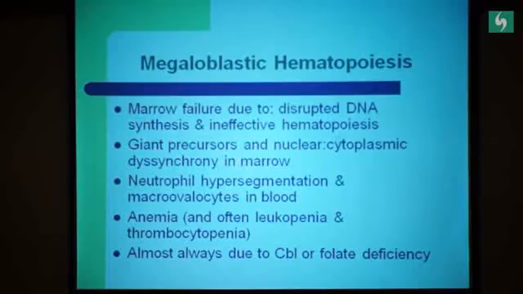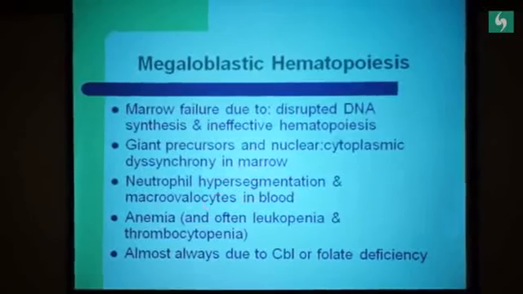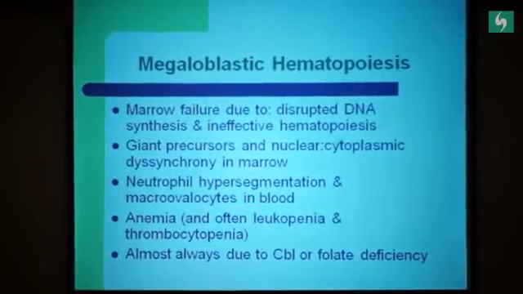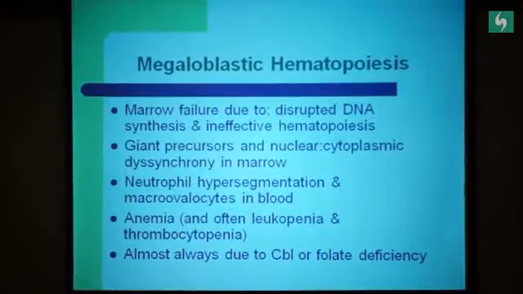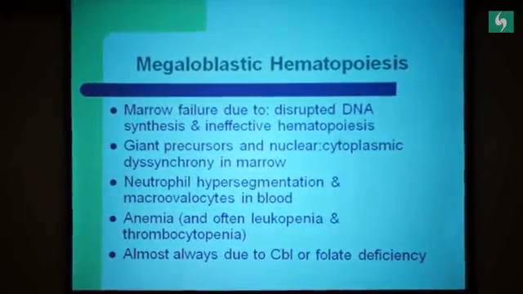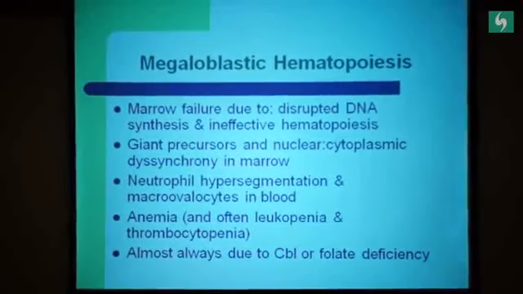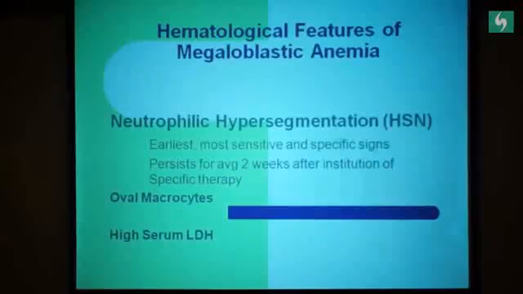Now, if we do a marrow, we see that there are giant myelocytes and giant erythroblasts. Sometimes they are even mistaken for leukemias. And there is a nuclear cytoplasmic dyssynchrony in the marrow. As I said, macroovalocytes and neutrophilic hypersegmentation are the hallmarks. And the anemia may be there, and it may be associated with leukopenia and thrombocytopenia in certain cases. So you may have pancytopenia with high LDH levels and a low retic, and there might be mild unconjugated hyperbilirubinemia. So these are actually not patients with aplastic anemia, but they are patients with B12 deficiency, and they are easily corrected, and we do not subject everybody to a bone marrow when it's straightforward.